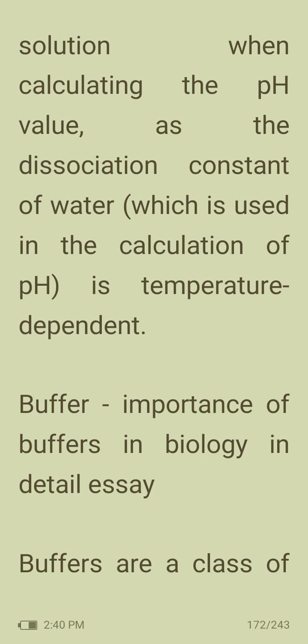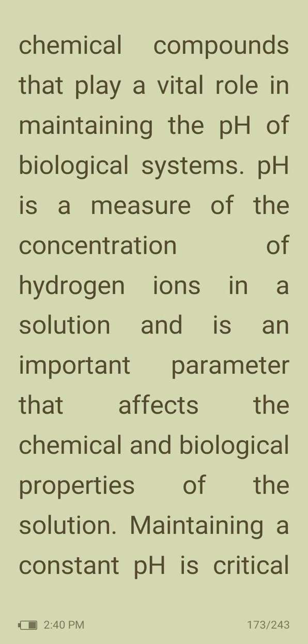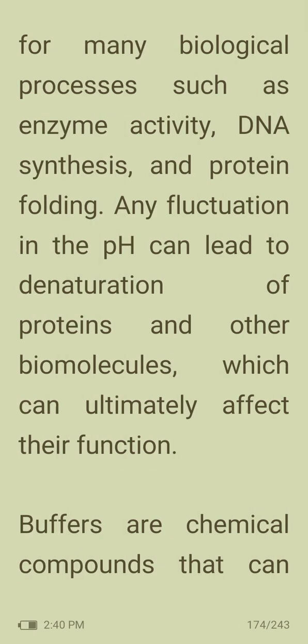Then buffers. Importance of buffers in biology in detail. Buffers are a class of chemical compounds that play a vital role in maintaining the pH of biological systems. pH is a measure of the concentration of hydrogen ions in a solution and is an important parameter that affects the chemical and biological properties of the solution. Maintaining a constant pH is critical for many biological processes such as enzyme activity, DNA synthesis, and protein folding. Any fluctuation in the pH can lead to denaturation of proteins and other biomolecules, which can ultimately affect their function.